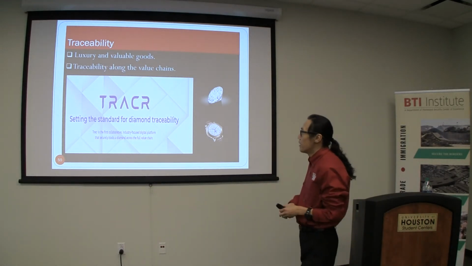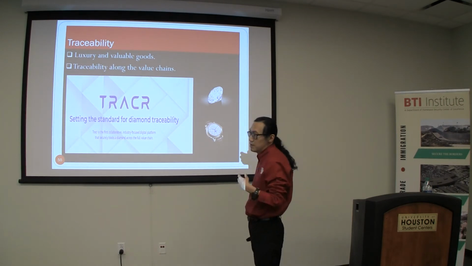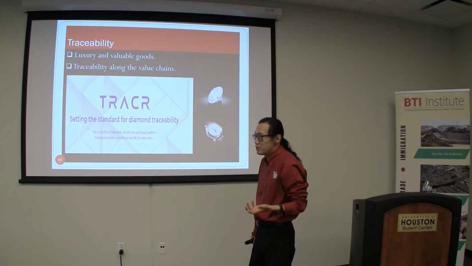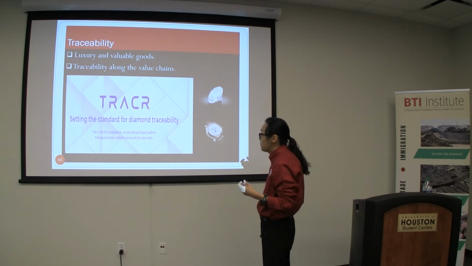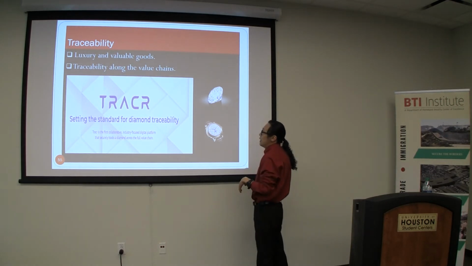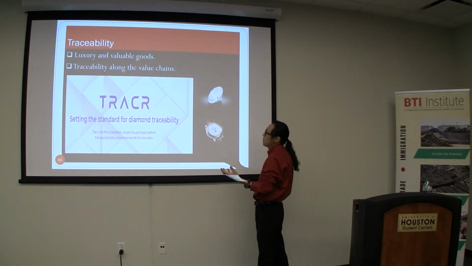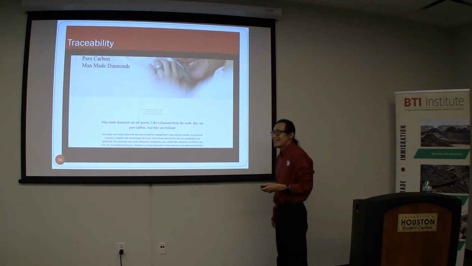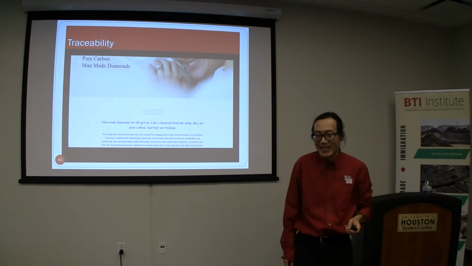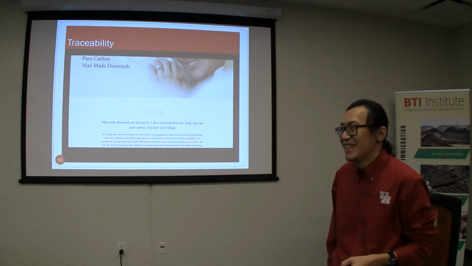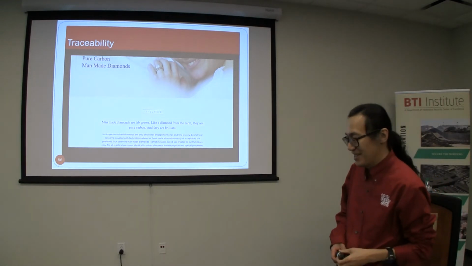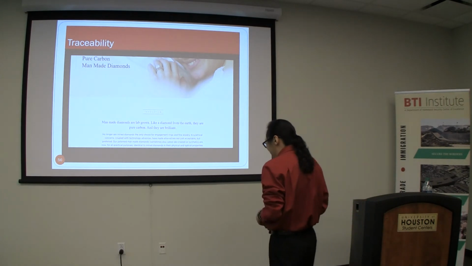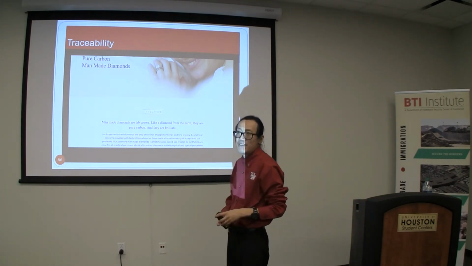So what about those more expensive, valuable, or luxury goods, for example, diamonds, right? To use blockchain for traceability along the value chain. Actually, one reason I think the diamond industry is an early adopter, or so interested in this, is because of the pressure from artificial diamonds.